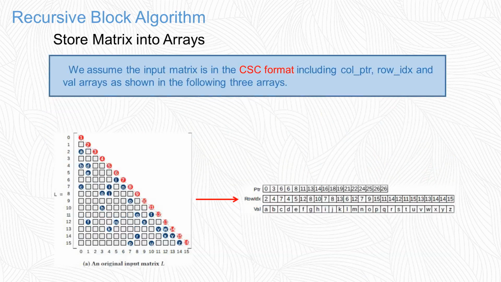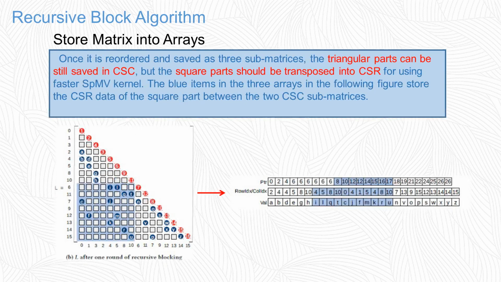After reordering the sparse triangular matrix, the next step is to store it into a series of arrays. We assume the input matrix is in the CSC format, including column pointer, row index, and value arrays as shown in the following three arrays. Once it is reordered and saved as three submatrices, the triangle parts can still be saved in CSC, but the square parts should be transposed into CSR for using the faster SpMV kernel.